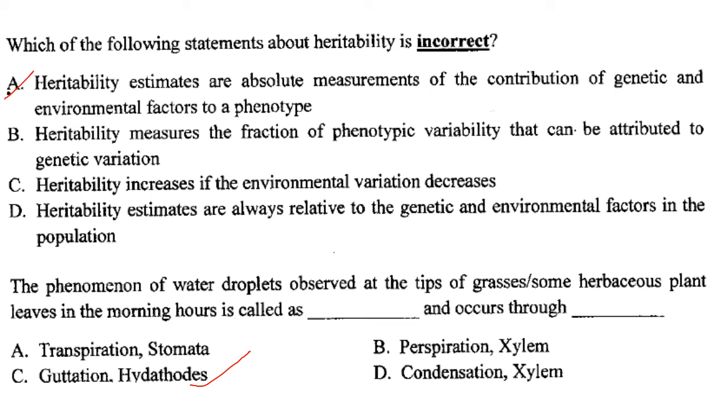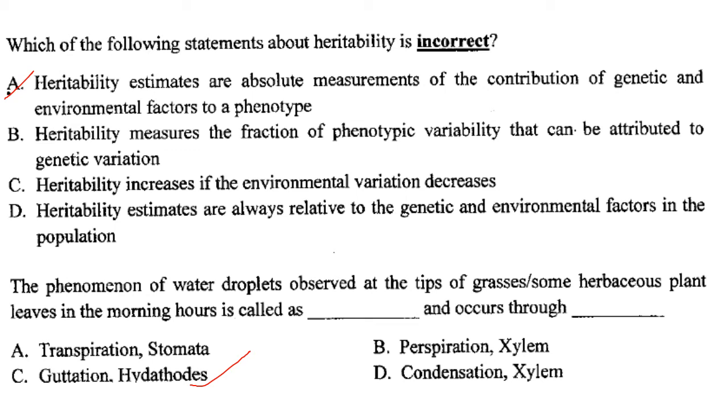Then which of the following statements about heritability is incorrect? Heritability estimates are absolute measures of the contribution of genetic and environmental factors to the phenotype. So heritability is a measure of how well differences in people's genes account for the differences in their traits. So that is the measure of heritability. So option A is incorrect and A is the answer.